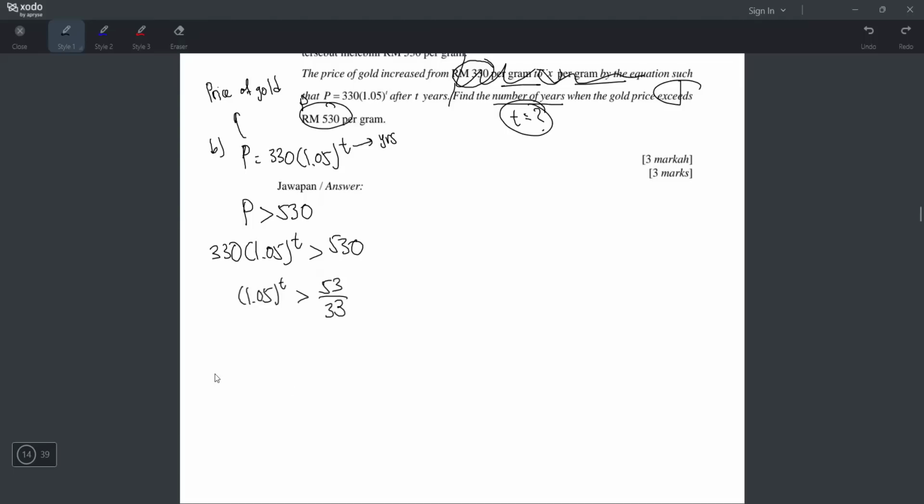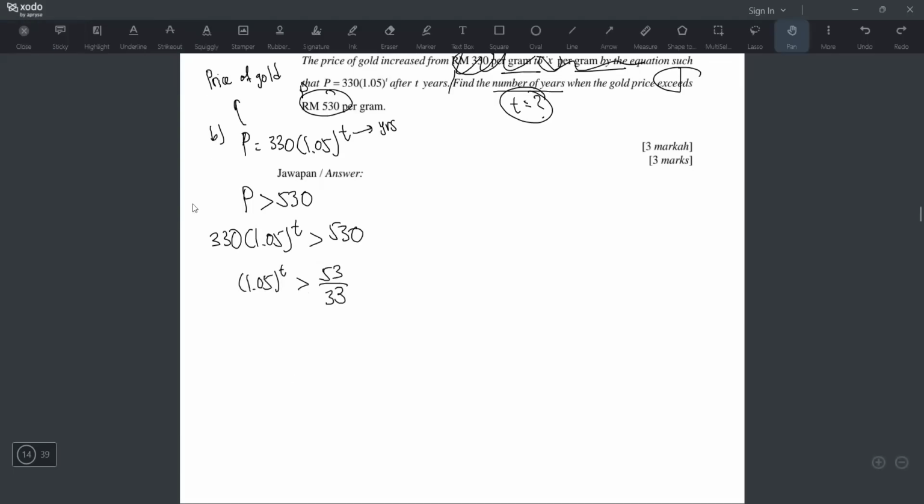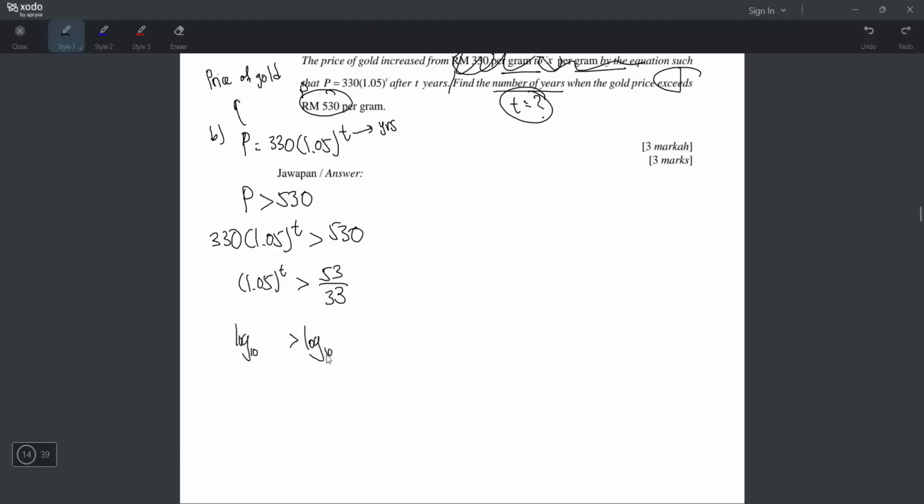But if you cannot change to the same base, then you have to use another method, which is you must add log on both sides. And for this case, it definitely cannot change to the same base, because this one has decimals, and then there is a fraction too. So it's confirmed it cannot change to the same base. So you have to put log. Okay, and when you put log, you have to put log on both sides. And you will always use log base 10.